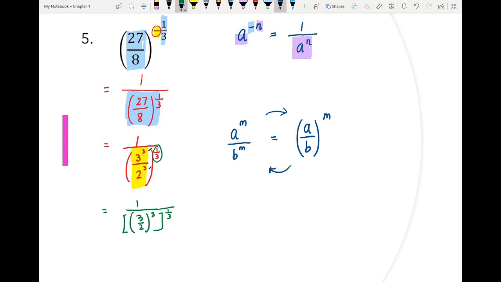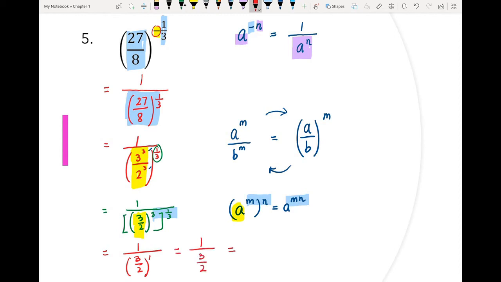Now this is in the form of this property, that is a power m and then power n outside, which will give me a^mn. Okay, this is my a, and then this is my mn. So now I'm going to apply. This will give me 1 over 3 over 2, with 3 times 1 over 3 giving me 1. So anything raised to the power of 1, I will get back the original form, that is 1 over 3 over 2. 1 divided by 3 over 2 will get 2 over 3.